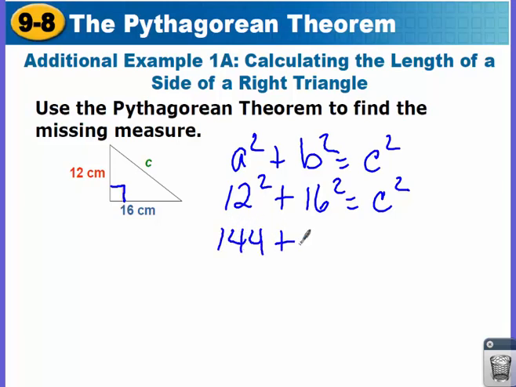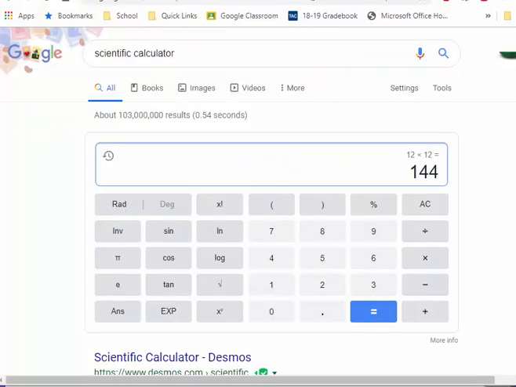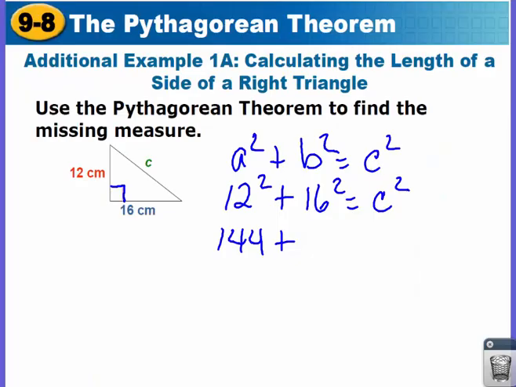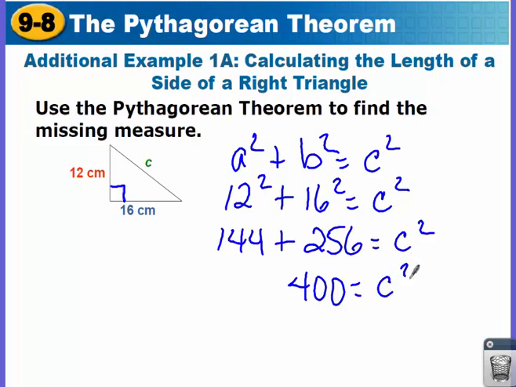Plus, and now I go back to the calculator, and I do the same thing with 16. So 16 times 16 equals 256. So I come back and I do 256 equals c squared. Now it tells us to add it together. So we do. 144 plus 256 gives us 400 equals c squared. And I didn't have to go to the calculator for that.